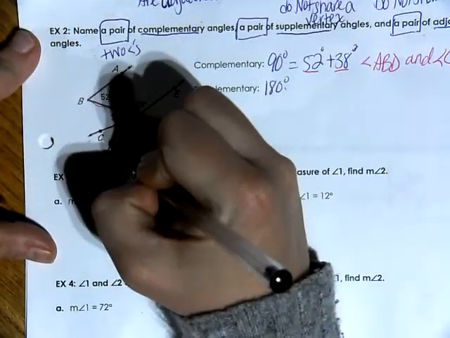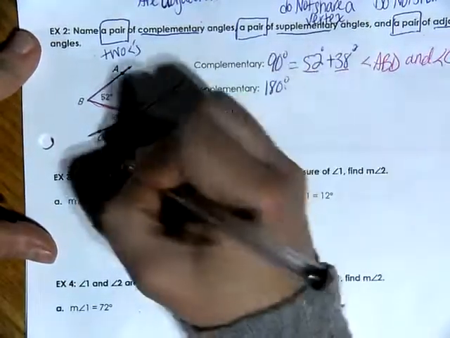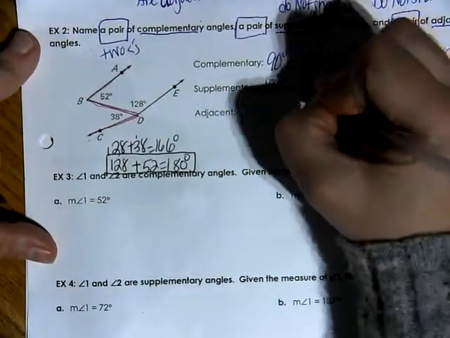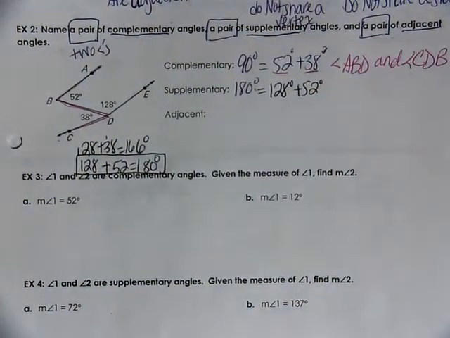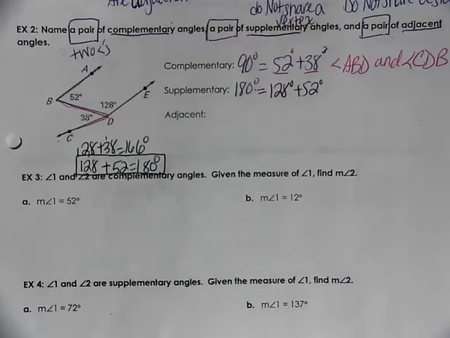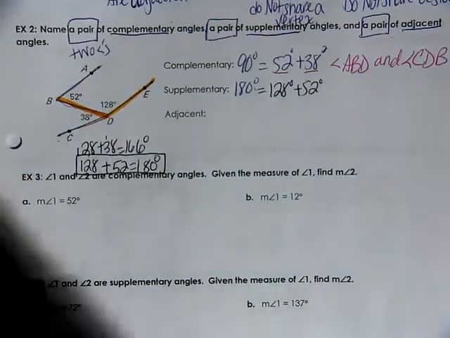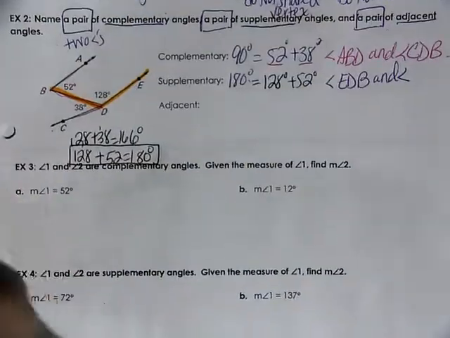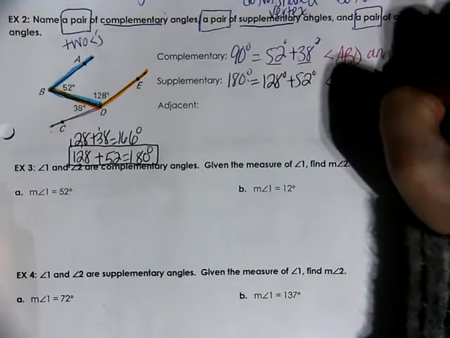Let's go ahead and look at 128 plus 52. So I'd have 0, add the 1, 1 plus 3 is 3, 3 plus 5 is 8, 180 degrees. So the 128 degrees and the 52 degrees, that's going to be your supplementary angles. Remember, supplementary angles do not have to be adjacent to each other. They just have to add to equal 180. So where do those angles come from? Well, the 128 degrees, that was EDB. So we're going to say angle EDB and angle ABD, which is the 52 degrees.